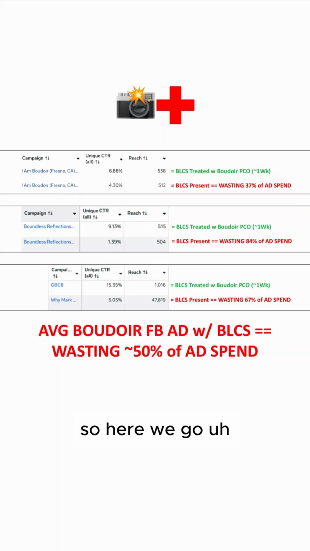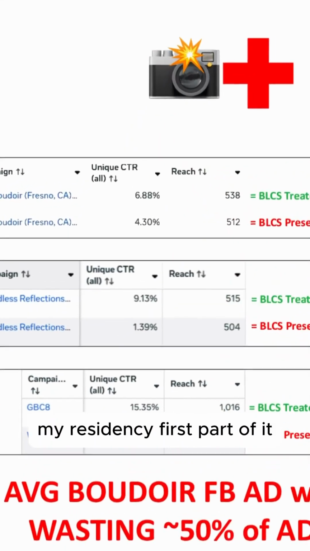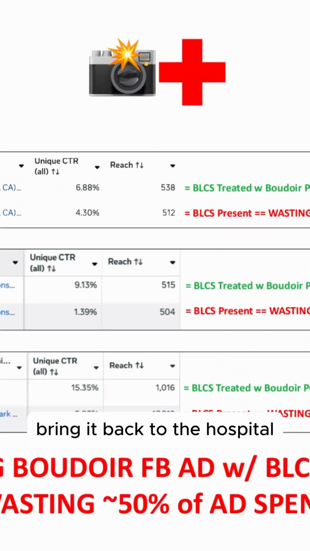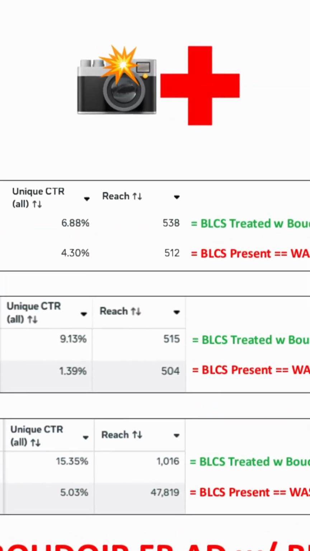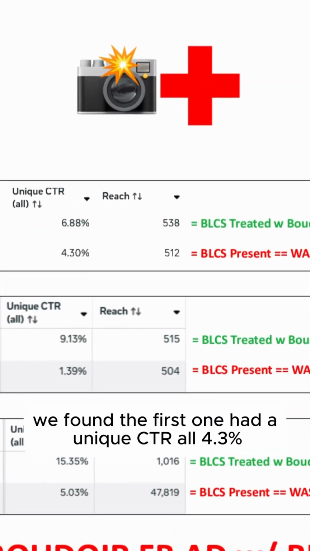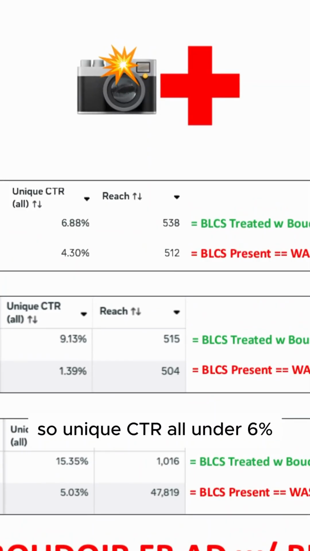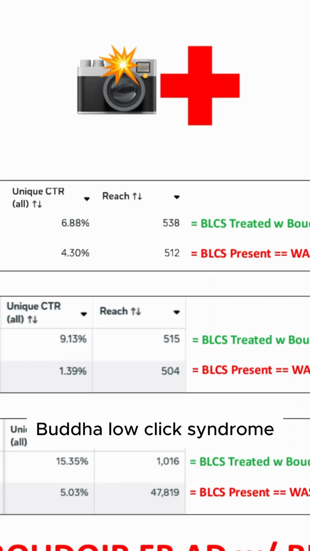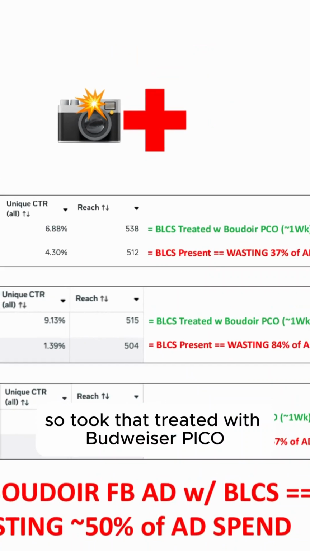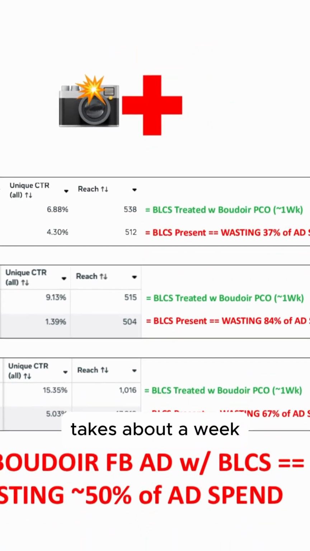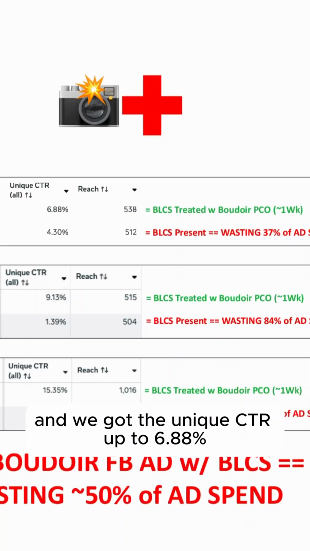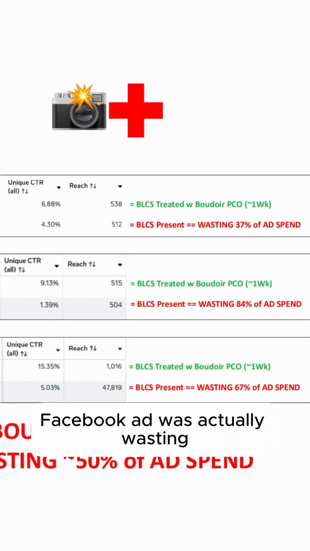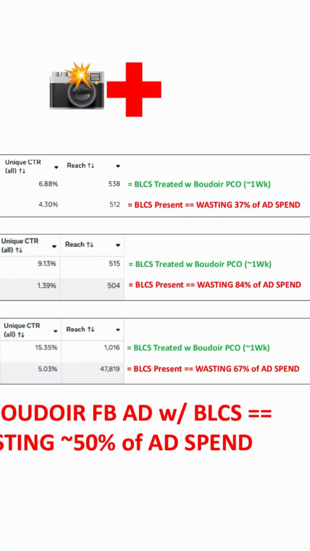So here we go. My residency, first part of it. Go out there in the wild, find a Boudoir Facebook ad, bring it back to the hospital, test it. We found the first one had a unique CTR of 4.3%. So unique CTR under 6%, we know that BLCS is present, Boudoir low click syndrome. So we took that, treated it with Boudoir Pico, which takes about a week, and we got the unique CTR up to 6.88%. So we found that the original Boudoir Facebook ad was actually wasting 37% of ad spend.